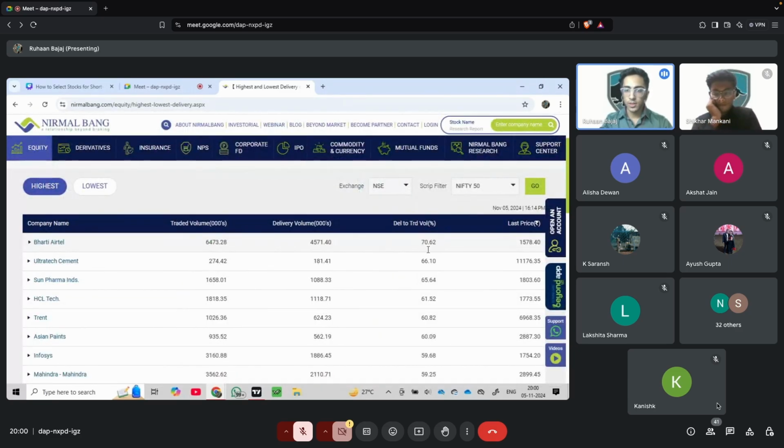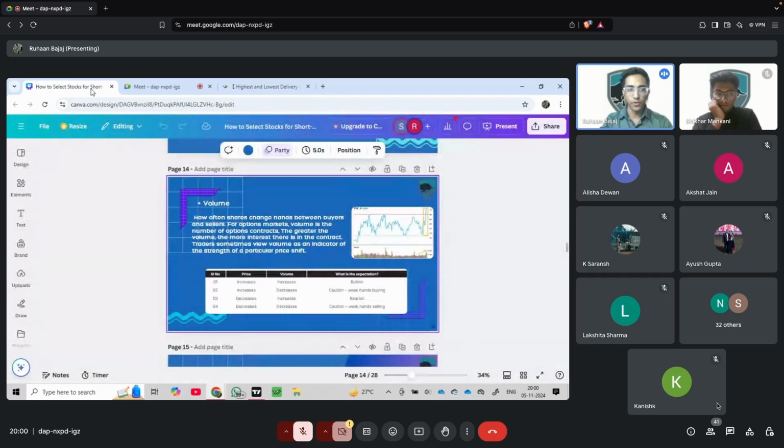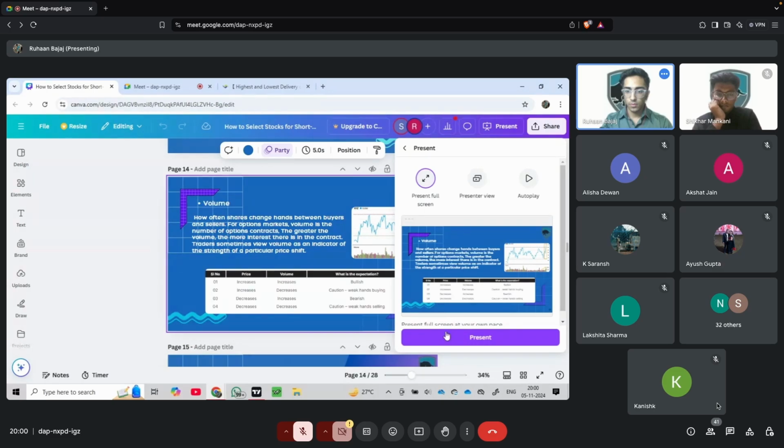Now, what does this delivery to trade volume show? 70% of the quantity that was bought was bought to the demat account. It was bought for the long term. It was a delivery stock and not trading. So this is what delivery volume is. There are different types of volumes that can be used.